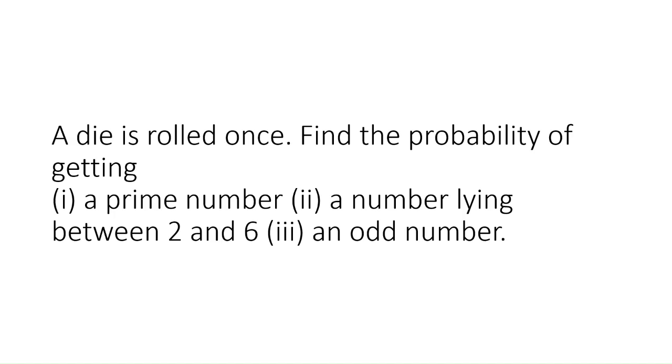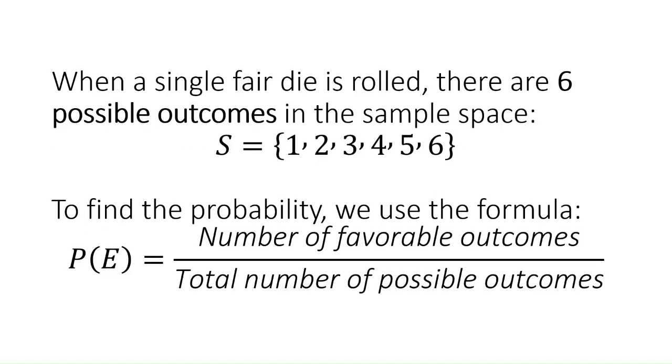Right? Yes. So, when a single fair die is rolled, there are six possible outcomes in the sample space. That means when a die is rolled once, we may get one or two or three or four or five or six. So, these are the total possible outcomes when the die is rolled once. Okay, so here total possible outcomes are six.